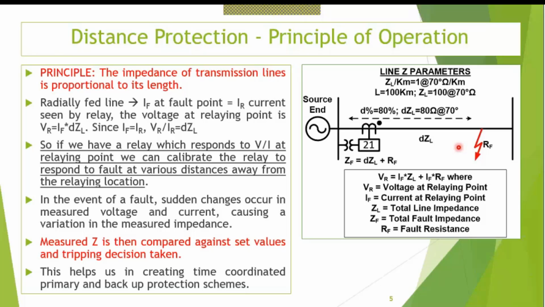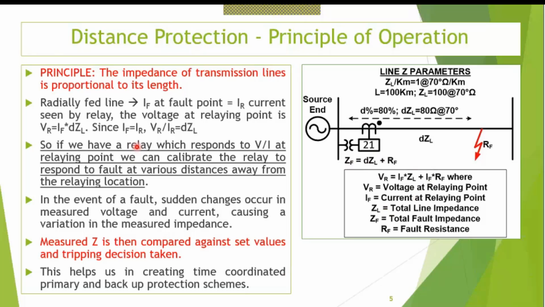Since my conductor length is known, my conductor impedance is known, I can easily have a protection so that, suppose, for a fault from 1 to 100 kilometer you operate in 0 millisecond, 100 to 200 kilometer you operate in this millisecond, 300 to 500 kilometer you operate in this millisecond. Like that I can calibrate distance protection. Of course, it is not that easy to do in practical life, but the theoretical concept is that.